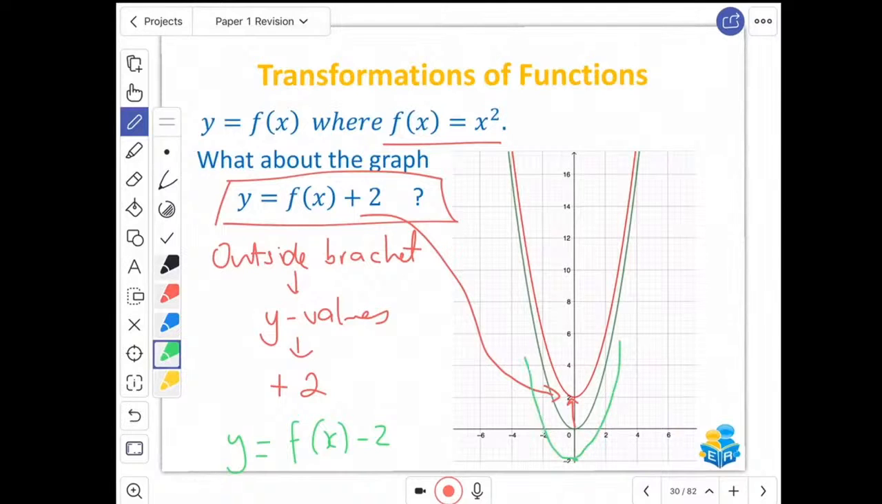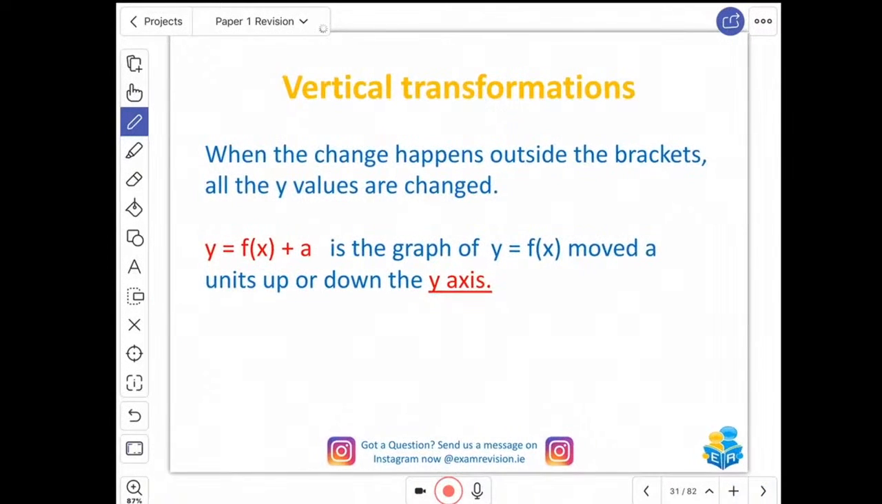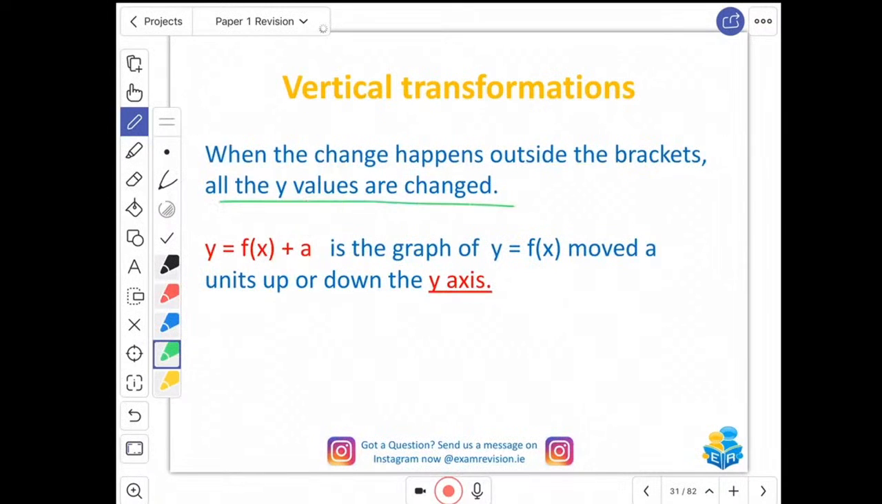Okay, so that's your first rule for vertical transformations. When the change happens outside the bracket, all the y values are changed. So again, if you have a plus or a minus, it just moves up or down your y-axis.